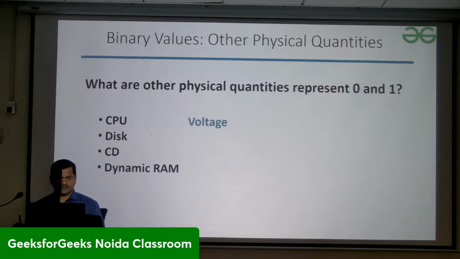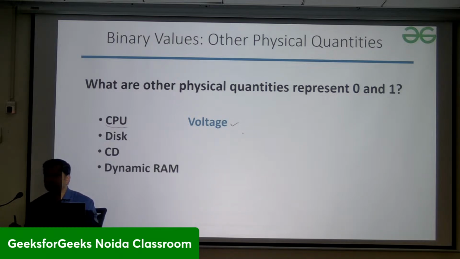So if you relate with the CPU, we can have the binary value physical quantity as voltage. Now voltage can vary. It is of 0 volt, it is of 5 volt, it is of plus 5 volt, or it is of negative volt, and so on. So voltage fluctuation can be simply represented by the binary values.